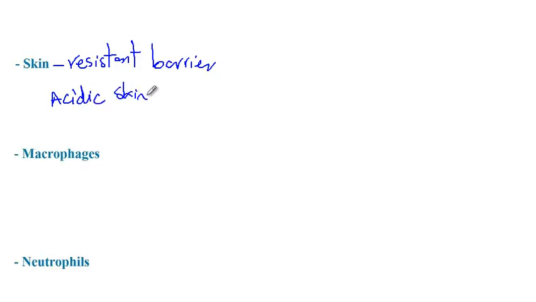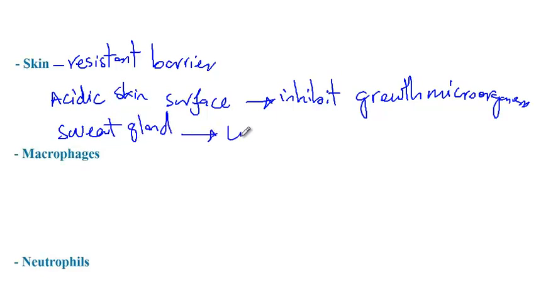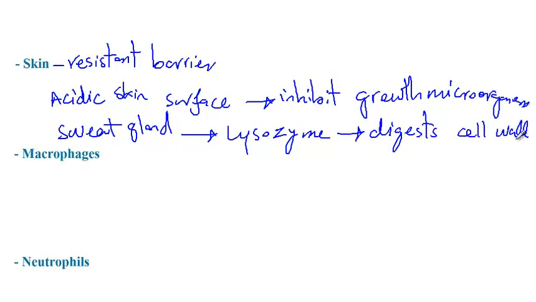There are also oil and sweat glands that maintain an acidic skin environment to inhibit growth of microorganisms. And then finally, our sweat glands are secreting the enzyme called lysozyme, which digests bacterial cell wall. The next mode of innate immunity are macrophages, which ingest microbes by phagocytosis.